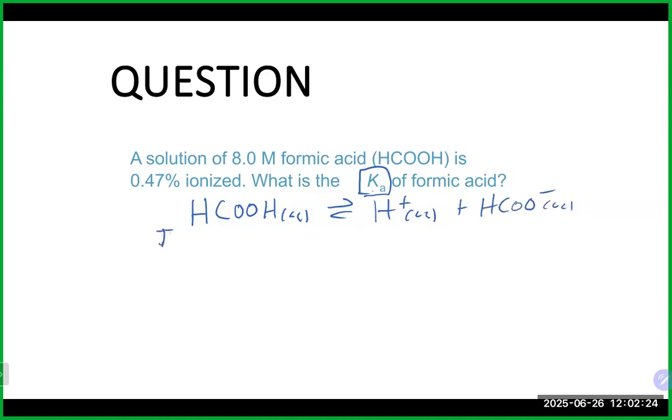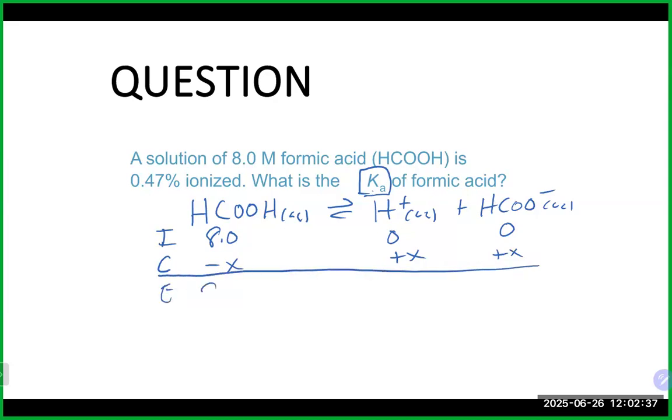We're going to go initially. We know that the initial concentration here is 8 molar. It's going to be 0, 0. Change would be minus x, plus x, plus x. And that means at equilibrium, we would have 8 minus x, x, and x. So this is sort of like a normal ICE table.